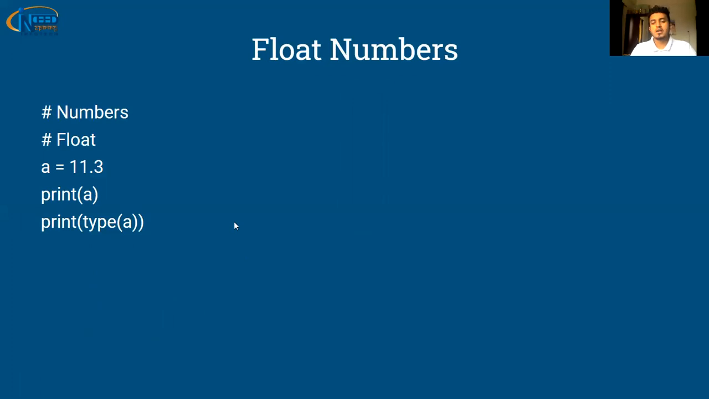Talking about float numbers, similar to what we saw in the previous example. In the float example also, we are assigning a value to a variable, and in this case again the variable is a and the value assigned is 11.3. In the next statement we are using print, that is the statement, and inside brackets we have defined a. So print a, in the output you would get the value 11.3. And again, as we saw in integers, print type of a. So this is an example of float numbers.